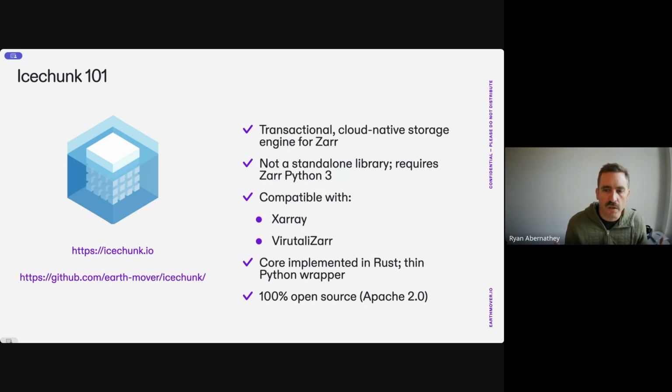It's designed to work together with Zarr, particularly Zarr Python 3 currently as implemented, although we recently learned that it's been implemented in the Rust Zarr library as well. So through that compatibility with Zarr Python, it is also compatible with Xarray and virtualizarr, modulo a few in-flight pull requests that are required to get everything wired together. Now, the core of Icechunk is implemented in Rust, and there's just a thin Python wrapper on top, and it's 100% open source, licensed under Apache 2.0.